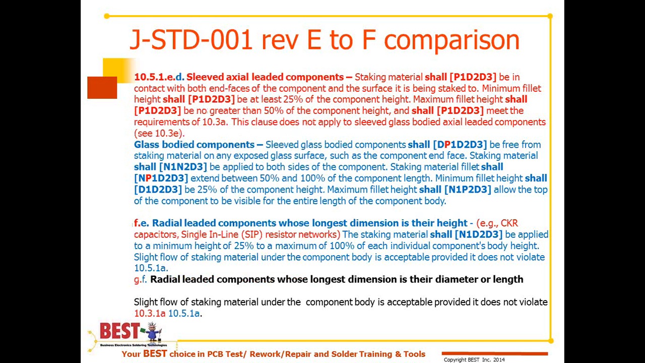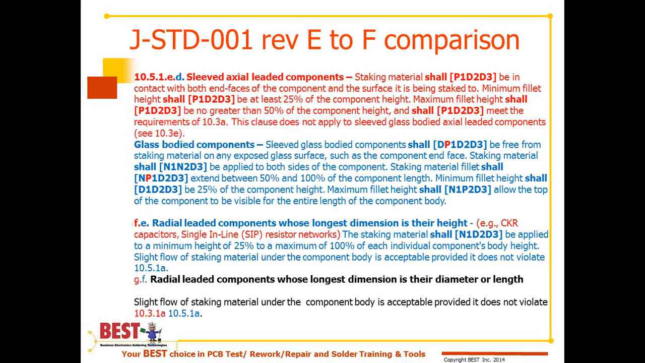For radial leaded, this was changed from F to E. Radial leaded components whose longest dimension is their height. They removed the talk about the CKR capacitors and SIPs. It says the staking materials shall, or it's a defect for 2 and 3, be applied to a minimum height of 25% to 100%. I'm pretty sure this is just the same wording as we had before. We just changed the reference to it as to what letter it's under.